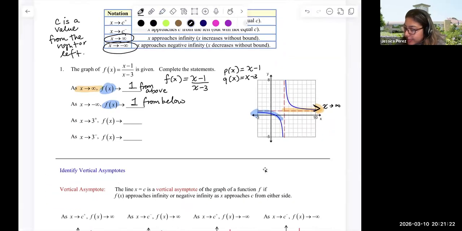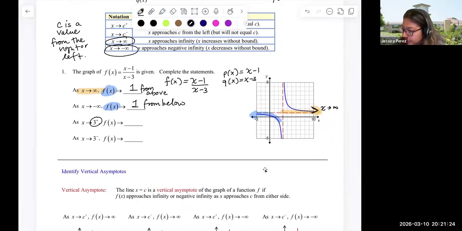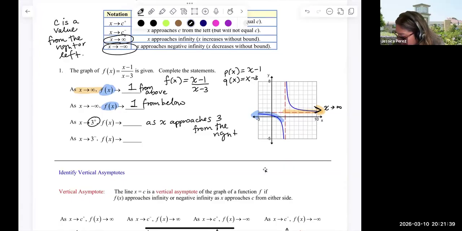Now what happens as x approaches 3 from the right side? So let's go to 3. This is x equal 3. From the right side would be this side. What happens as it approaches 3? Your function is going to go to positive infinity. So it's looking like this. It's tending to positive infinity.